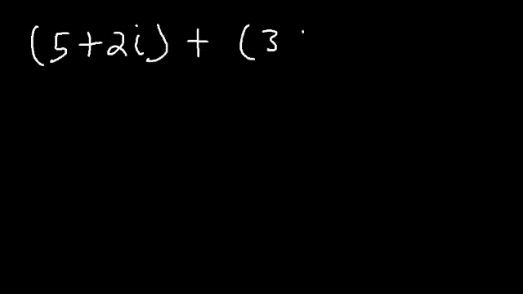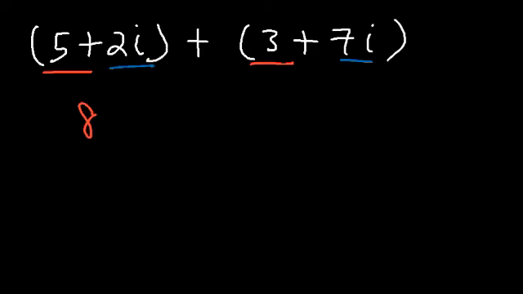Our next topic is adding and subtracting complex numbers. So let's say you have a problem that looks like this: 5 plus 2i plus 3 plus 7i. What would you do? In a situation like this, all you need to do is combine like terms. The real numbers are 5 and 3, so we can add those two numbers. 5 plus 3 is 8. The imaginary numbers 2i and 7i, if we add them, that is going to give us 9i. And that's all you need to do for this particular problem.